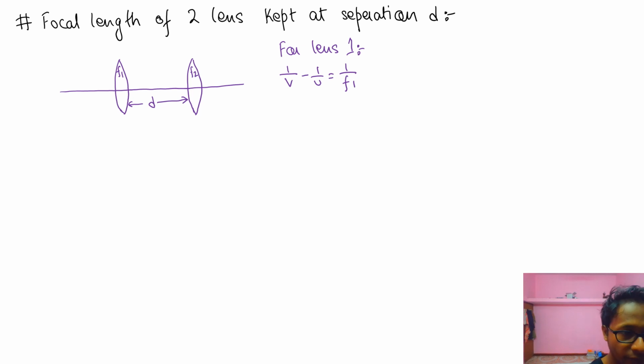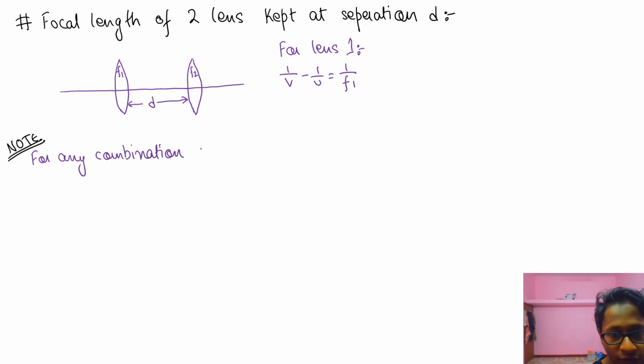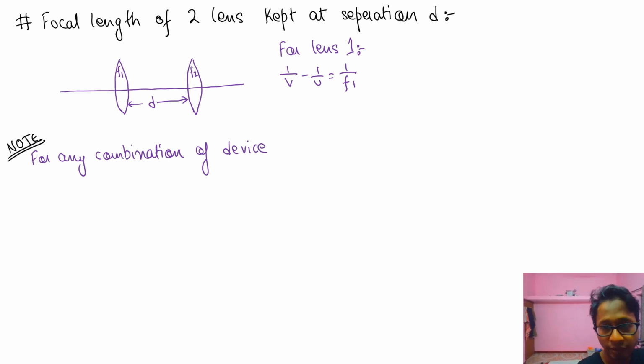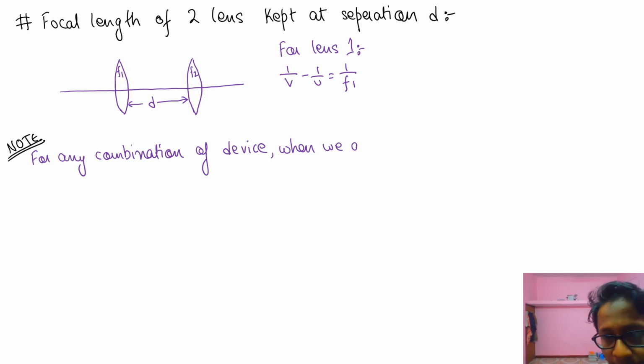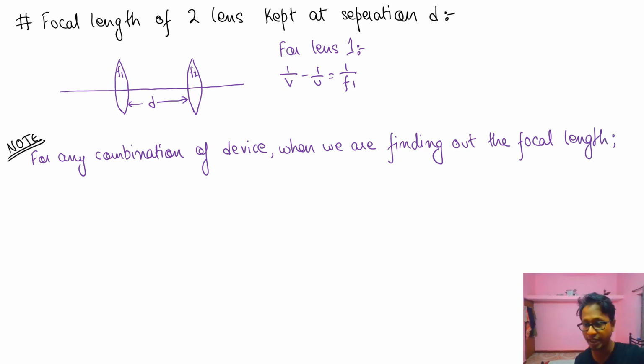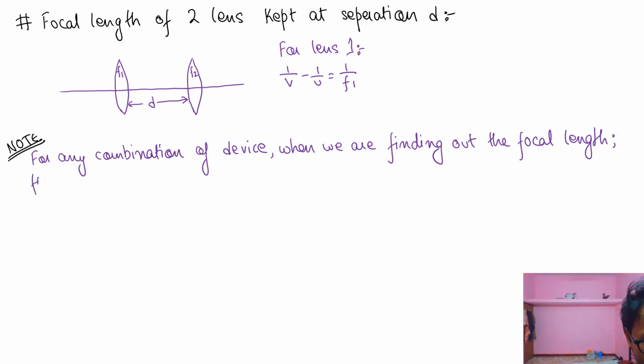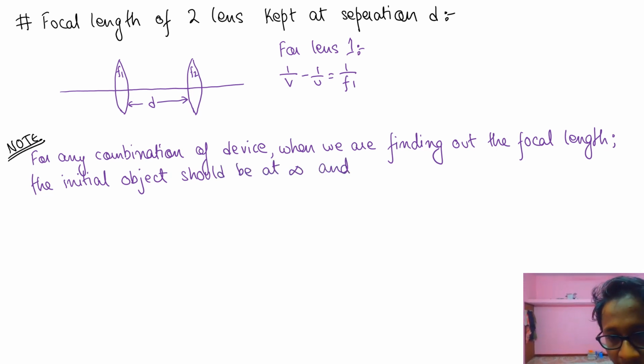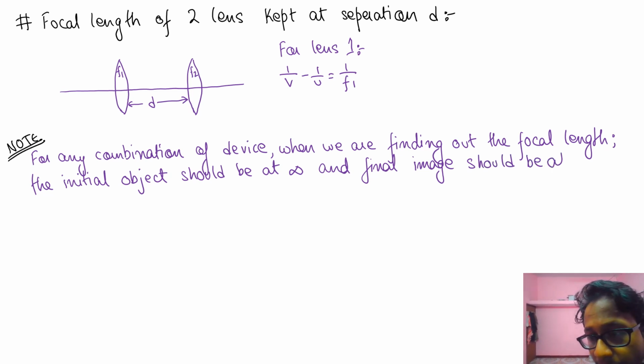So just write down a note: for any combination of devices, when we are finding out the focal length, the initial object should be at infinity and the final image should be at focus.